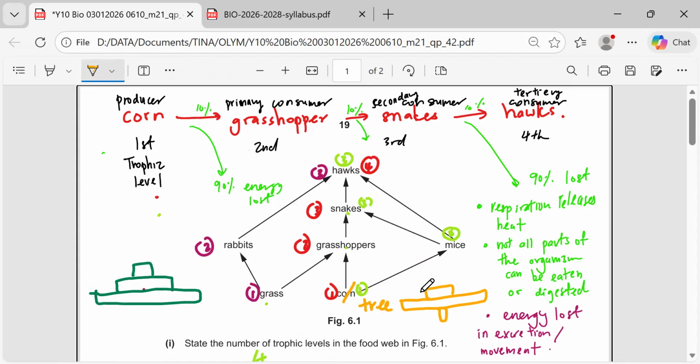Okay. So when they ask you which one is more accurate, a pyramid of energy is better because it takes into account energy loss, the trophic level and the size of the organism. All right? Okay, wait, let's save this.